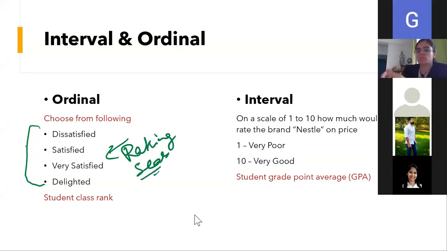But if you say on a scale of 1 to 10, how much would you rate the brand Nestle on price, where 1 means very poor and 10 means very good, you are defining a scale. You are giving a scale actually. So this is a rating scale, and this is interval.